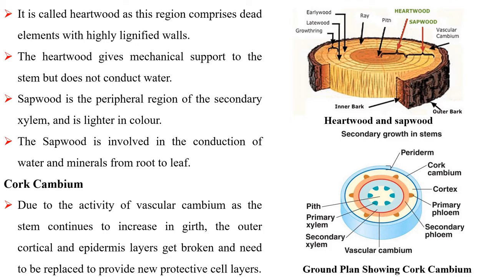Sapwood is a peripheral region of the secondary xylem and is lighter in color. The sapwood is involved in the conduction of water and minerals from root to leaf. Cork cambium. Due to the activity of vascular cambium, as the stem continues to increase in girth, the outer cortical and epidermis layers get broken and need to be replaced to provide new protective cell layers.